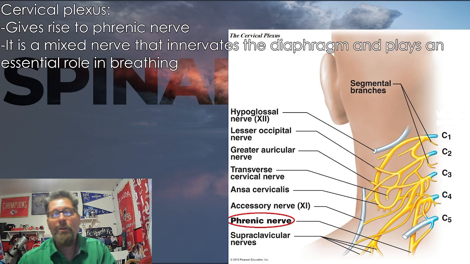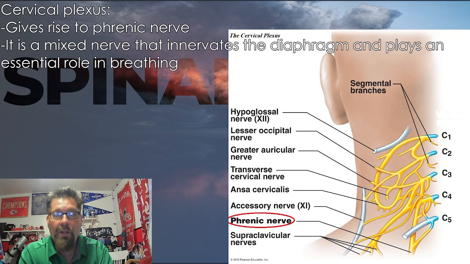Alright, so we'll start with the cervical plexus. The cervical plexus obviously is in the neck, and you saw on the last screen that it supplies the needed nerves for the arms and things like that.